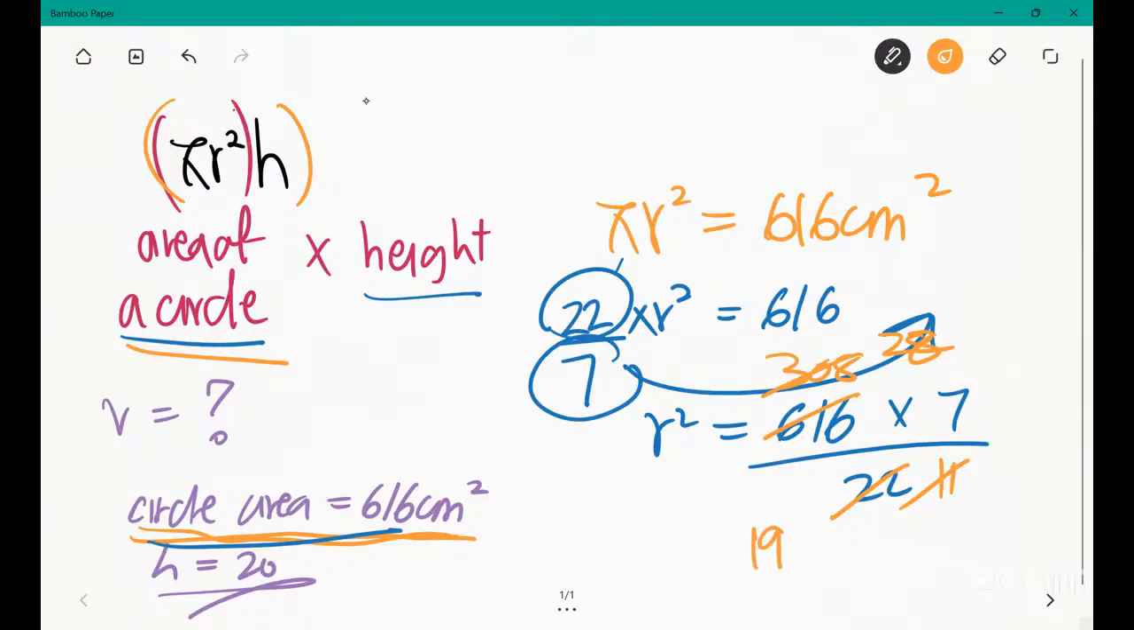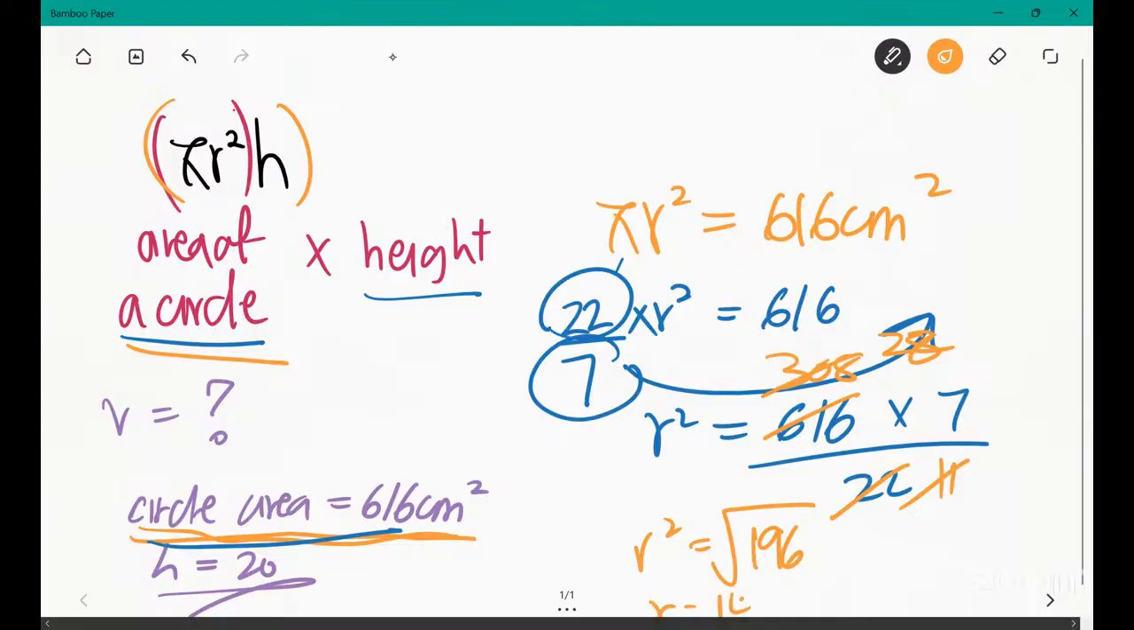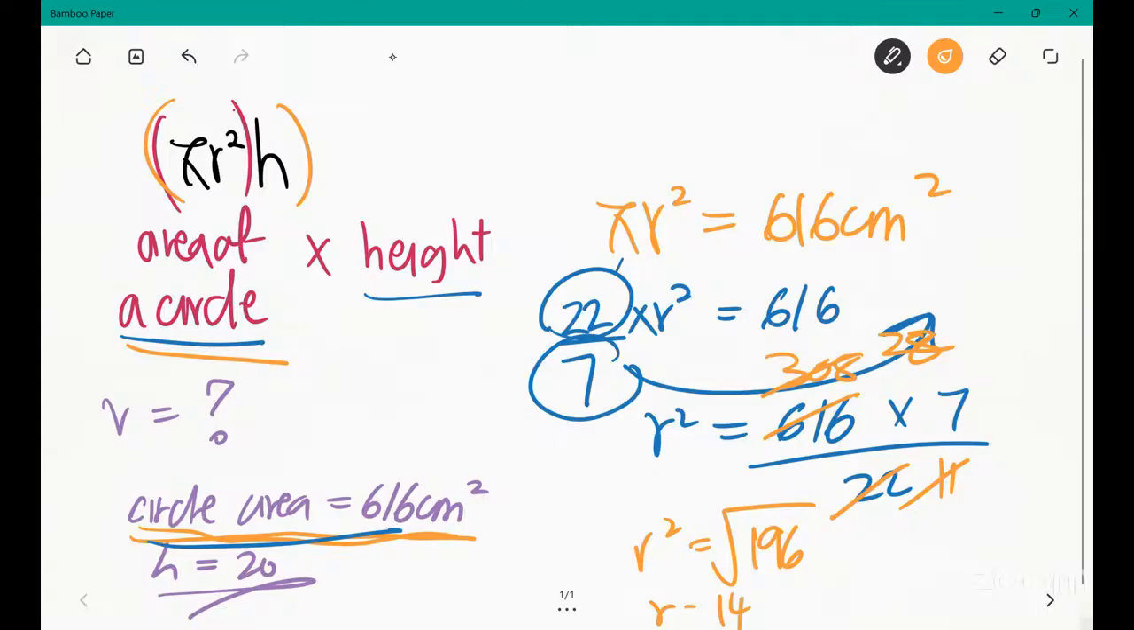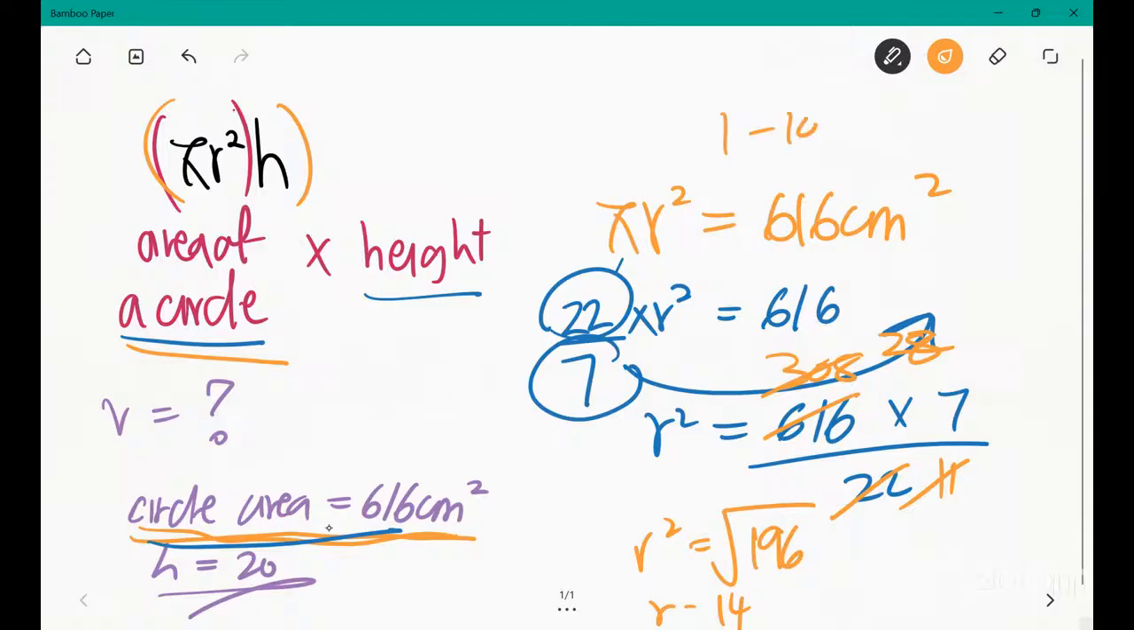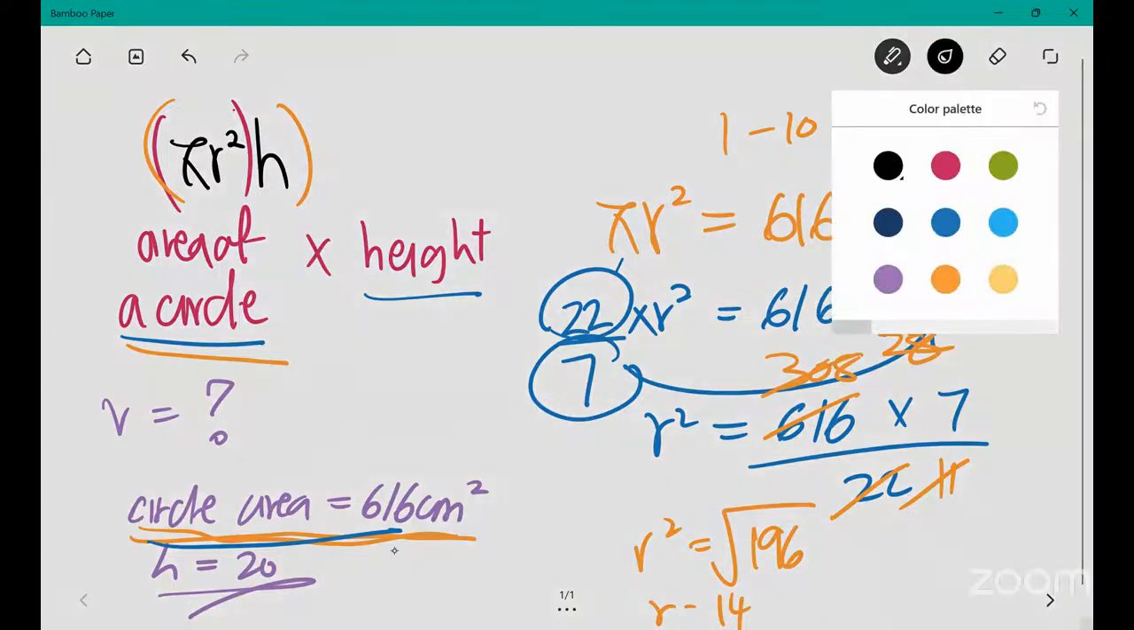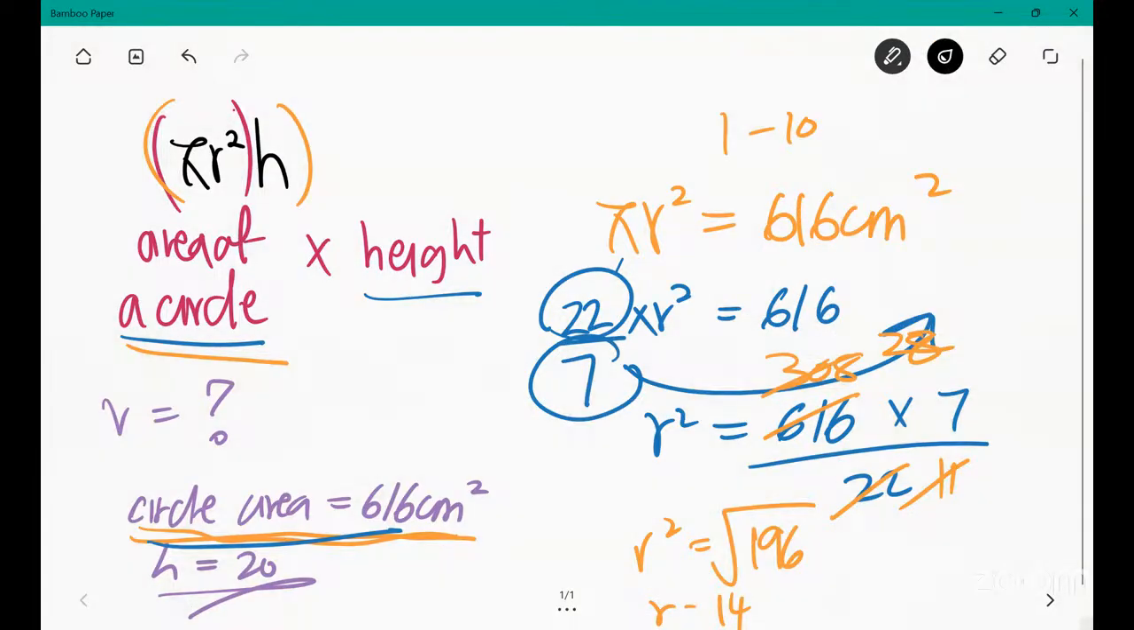is 196. So r squared is 196, and r is 14. In your O levels, they won't give you big numbers for you to square root. It will usually be numbers between 1 to 10. So those square root numbers you have to know: 1, 4, 16, 25. All of that you have to know. But they won't give you numbers beyond that. So you don't have to worry about big numbers like that. So here you have to square root.